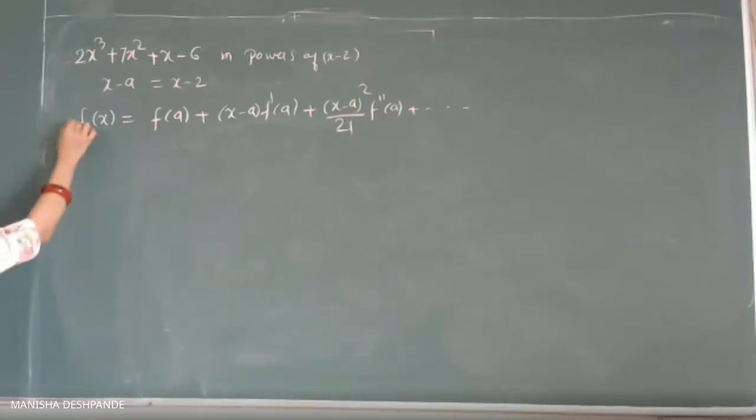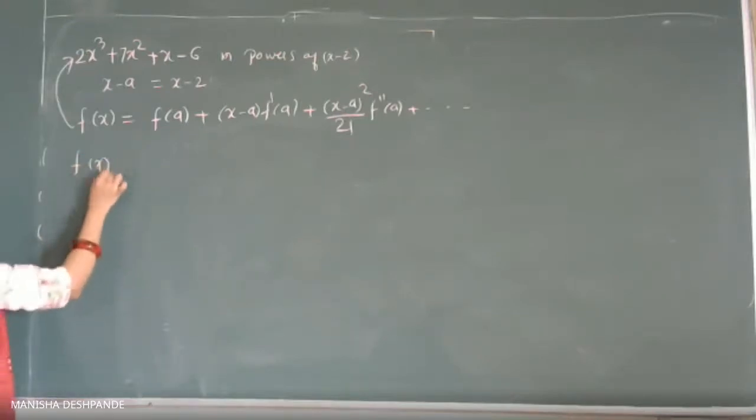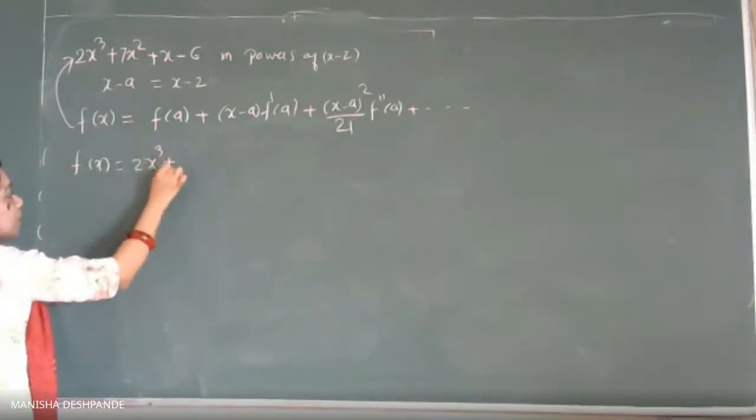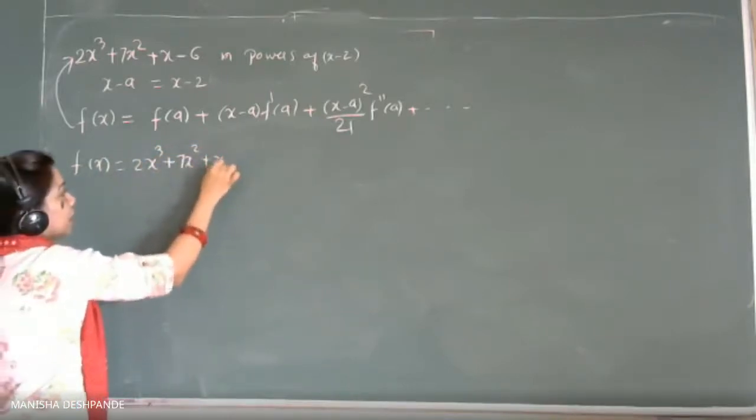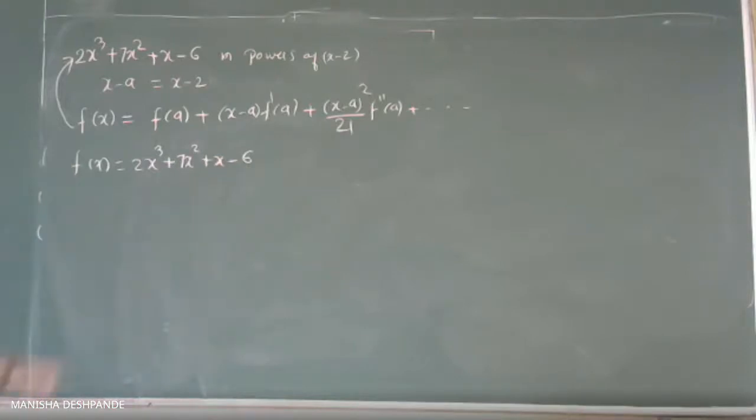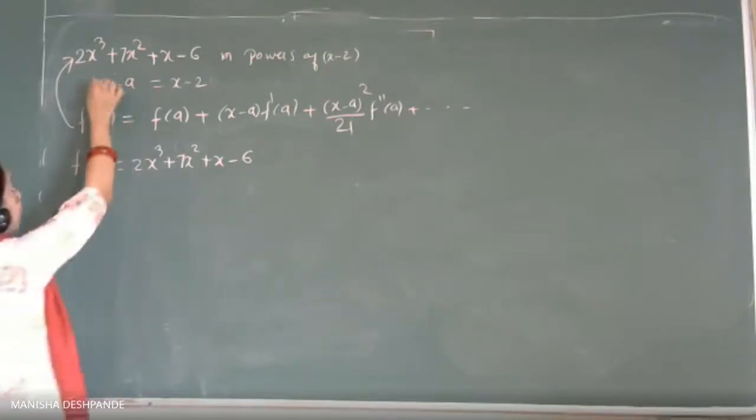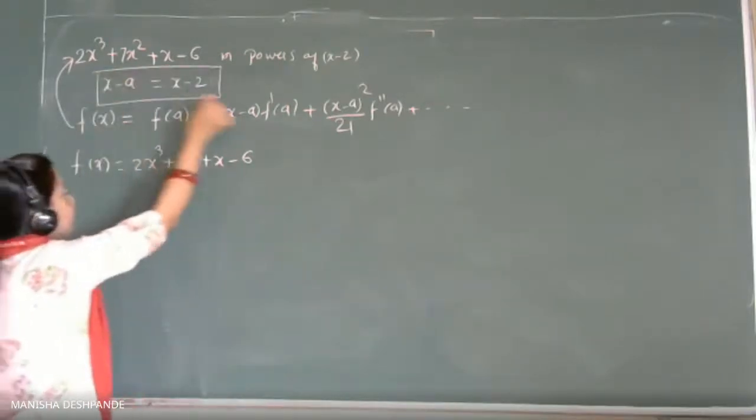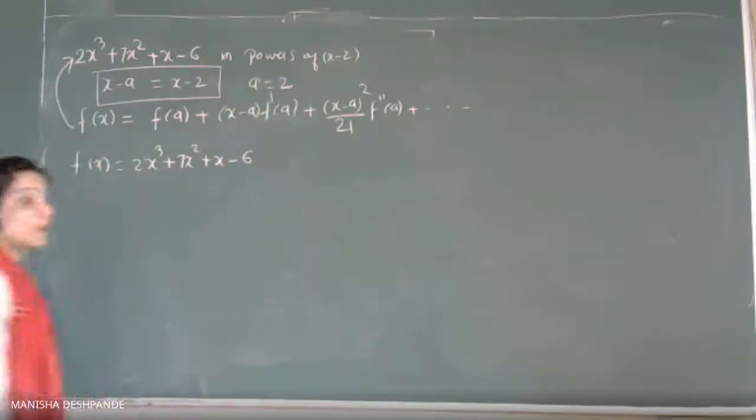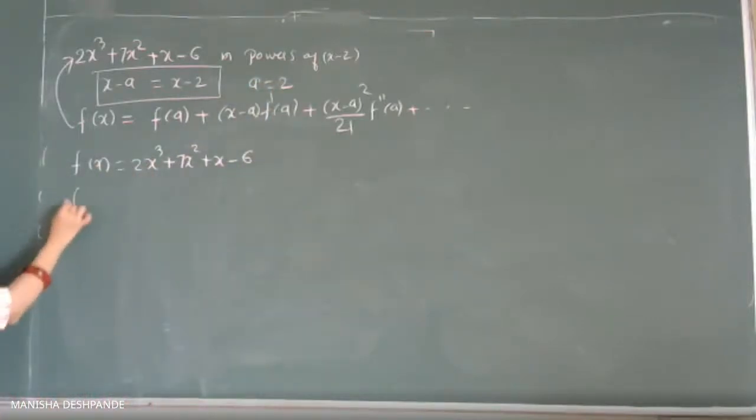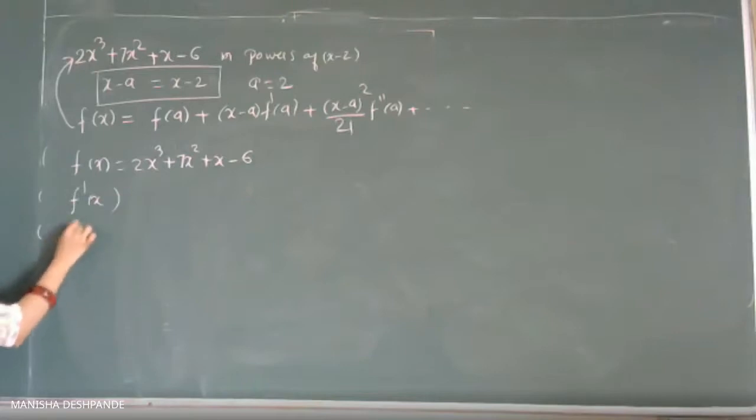Now, what will be the question? f of x is the given function: f of x is equal to 2x cube plus 7x square plus x minus 6. What is expected in the question? You have to find the first derivative, second derivative, and so on. So you should know what is a. If x minus a is x minus 2, then a is equal to 2. I'll first find f dash of x, f double dash of x, f triple dash of x, and the fourth derivative of x.